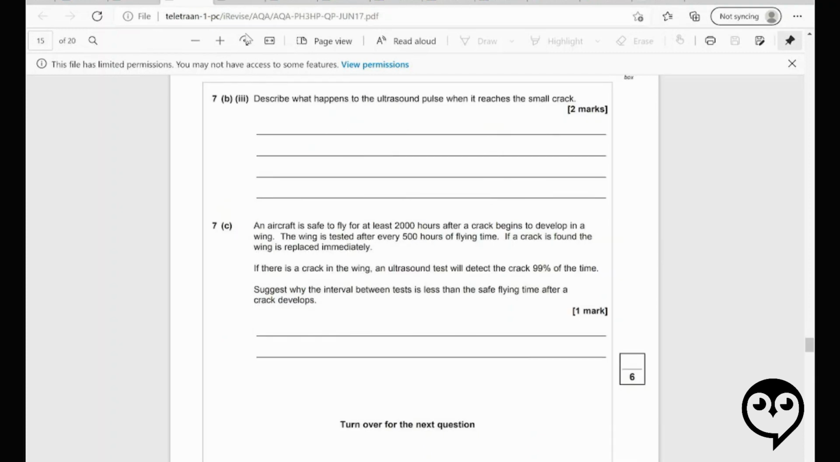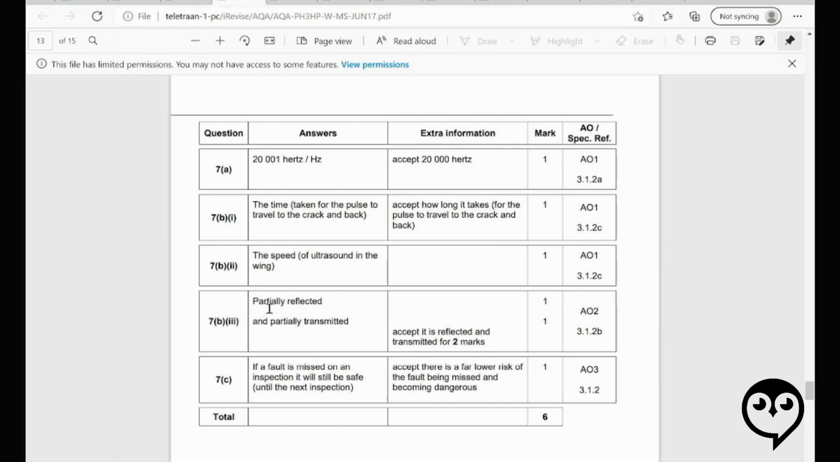Describe what's happening. As we said, this seems to be common in the AQA: some of it's reflected, some of it's transmitted. There you go. Except it is reflected and transmitted. Okay. If a fault is missed on the inspection, it will be safe still. It's just lower risk. We're just being cautious, is all.